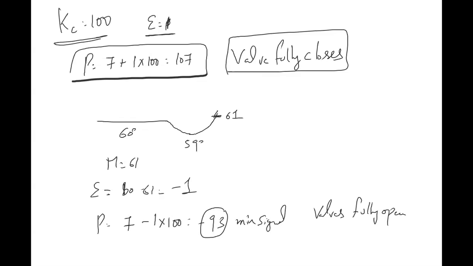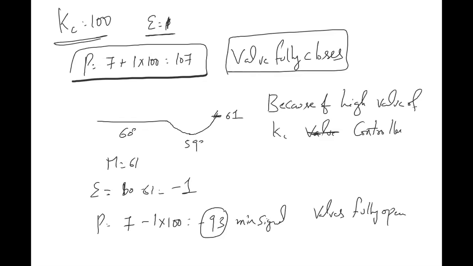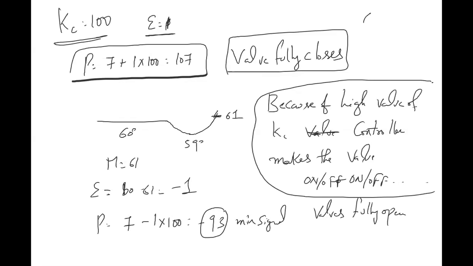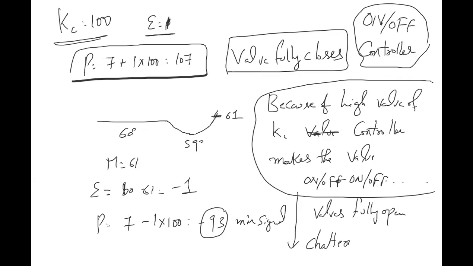So because of the high value of Kc, the controller makes the valve go on off like this. That is why this controller is also called an on off controller. When the value of Kc is extremely high, the valve goes open, close. This is called chattering of the valves, which is a dangerous situation, because this will reduce the life of the control valves. When the valve closes, the stem touches the base. When the valve opens, the stem touches the base. So it is frequently touching the base, and the life of the valve goes.